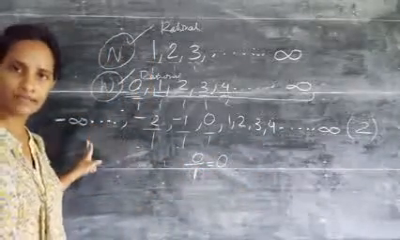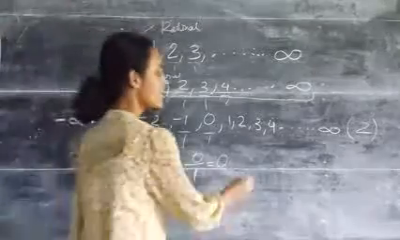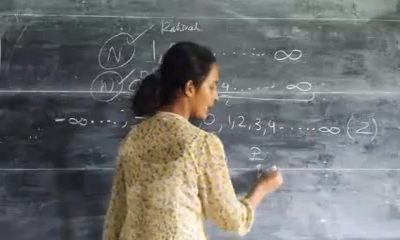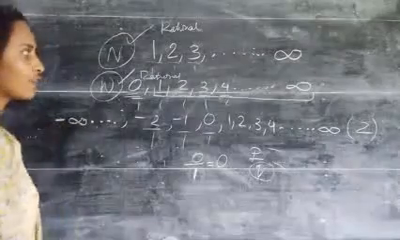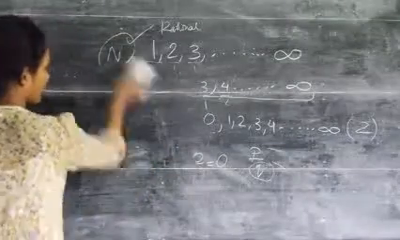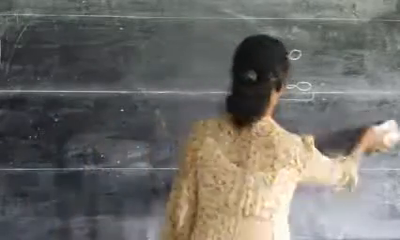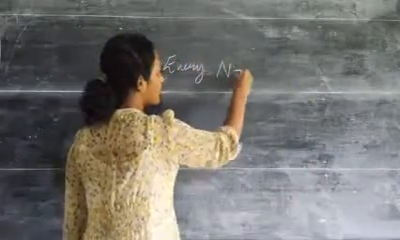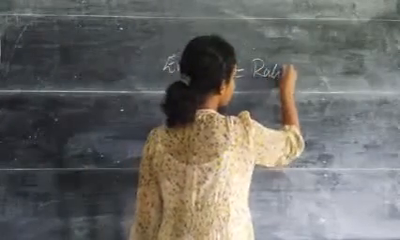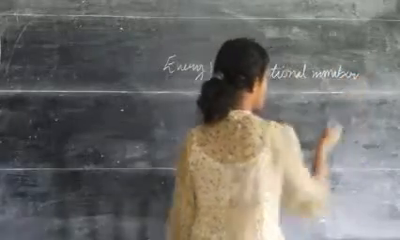Minus 4 by 1, minus 5 by 1, etc. So every number in the integer set can also be written as P by Q, right? And Q will never be 0, and P and Q are both integers. So can I conclude from all of these that every natural number is a rational number, right? Every natural number is a rational number.